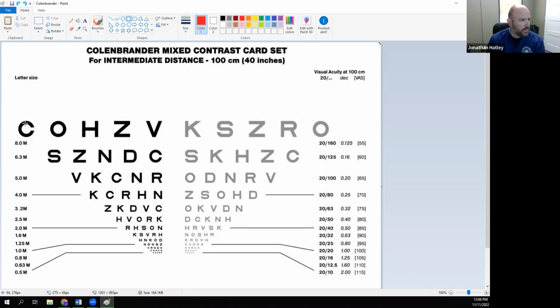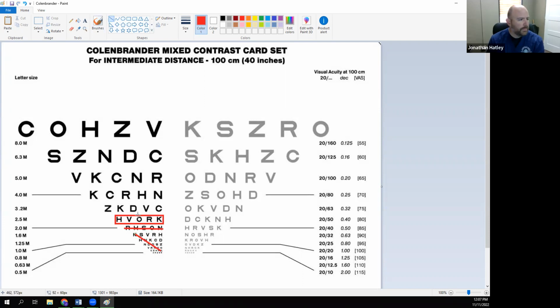So in this instance, what you can see here is that on the left side of the card, we have 100% contrast. And on the right side of the card, we have reduced contrast, which is somewhere around the 10% level. So the patient is going to read down as far as they can over here on the 100% contrast side. Once they get to a point where they can no longer see the letters, let's just say, for instance, this is the last line that they're able to read fully, and then they can't see any letters here or beyond.